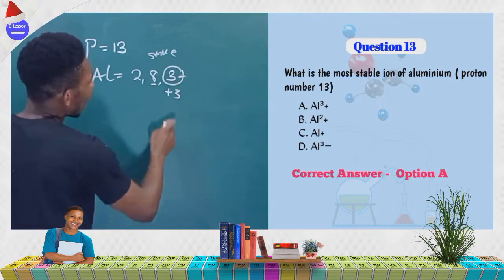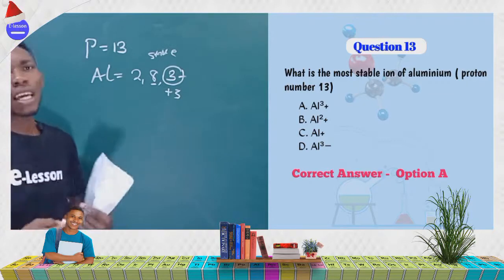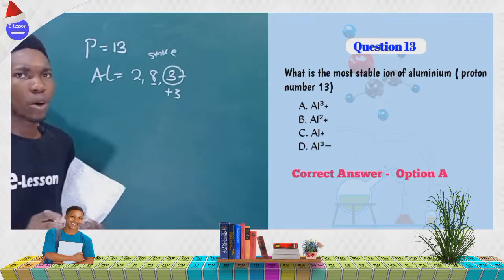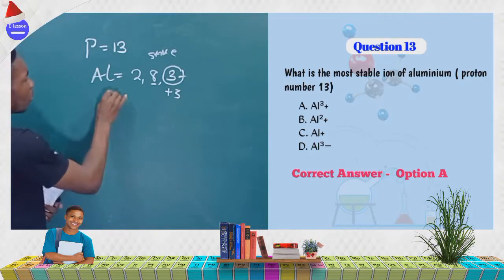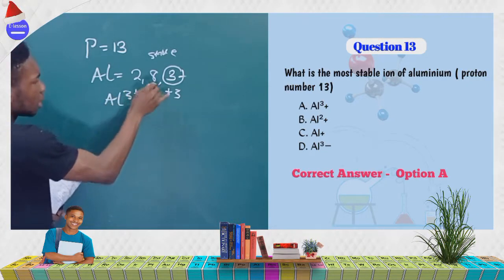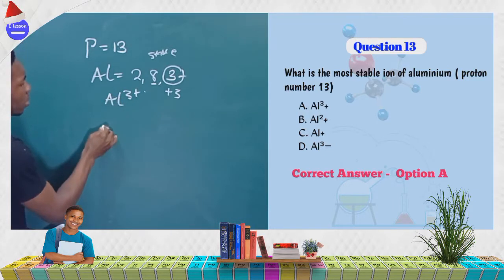So the most stable ion, if it gives out 3 electrons, it becomes 3 plus. That means it has an excess of 3 protons. It has excess of how many protons? 3 protons. So the most stable ion of aluminium is aluminium 3 plus. What of oxygen? Let's try for oxygen.